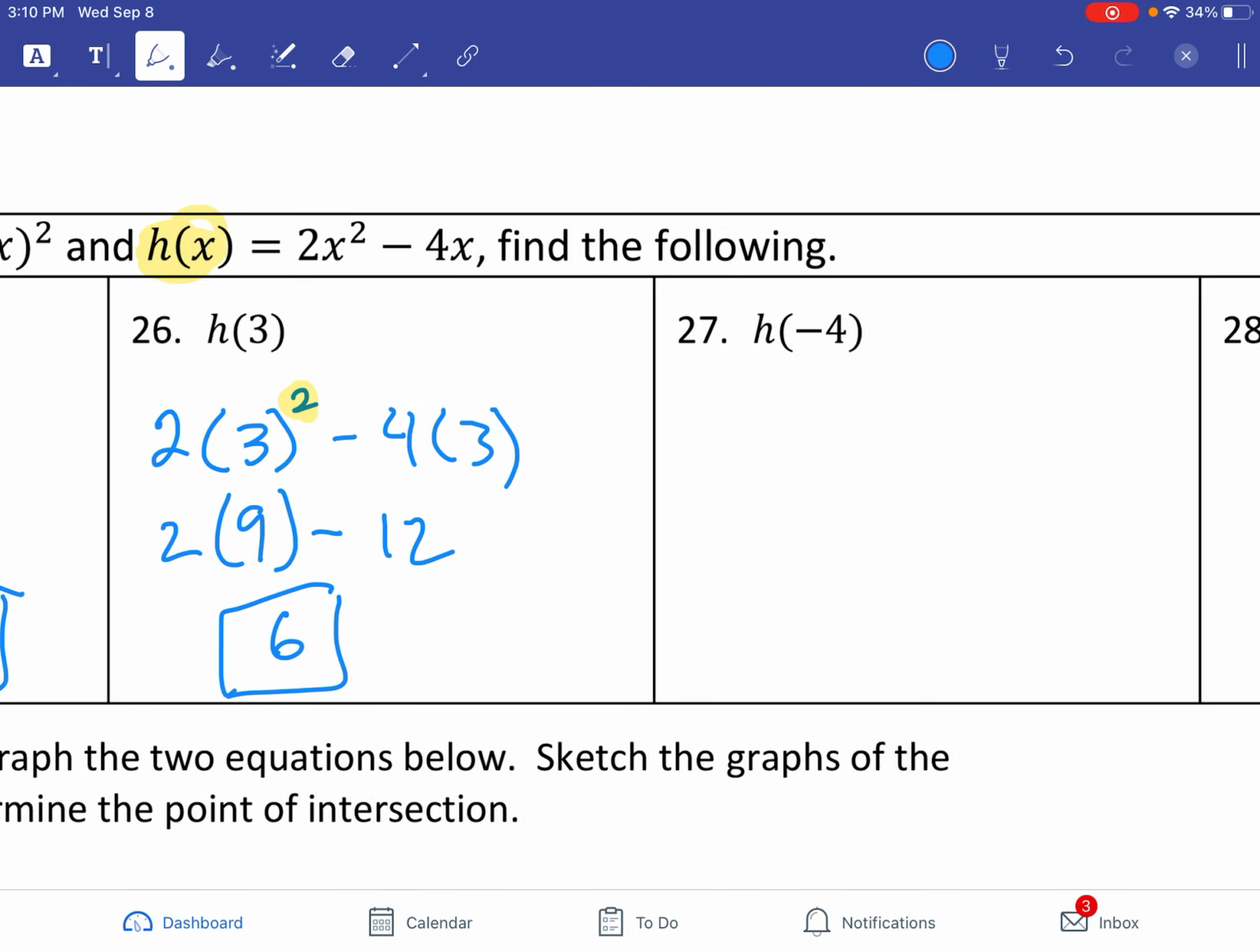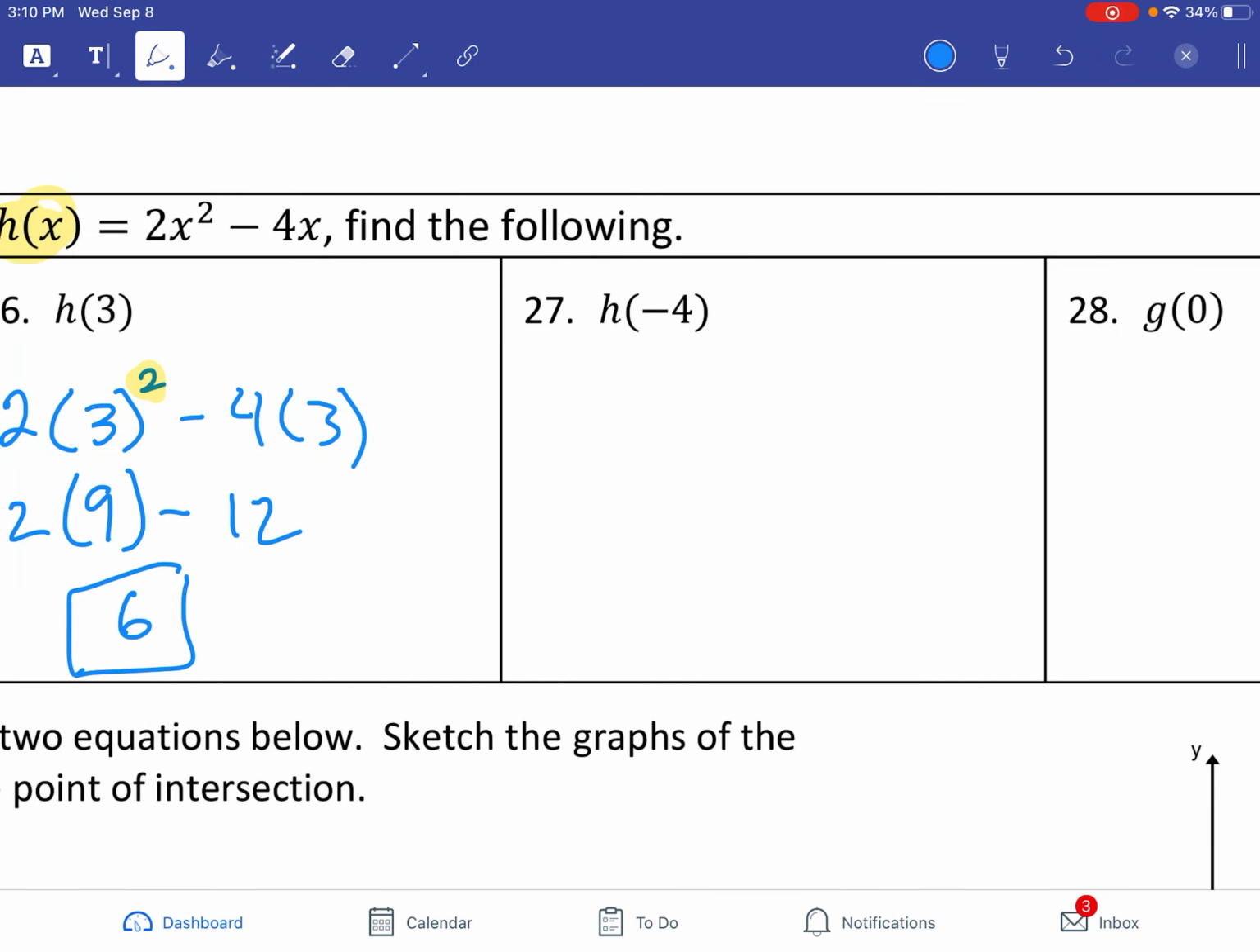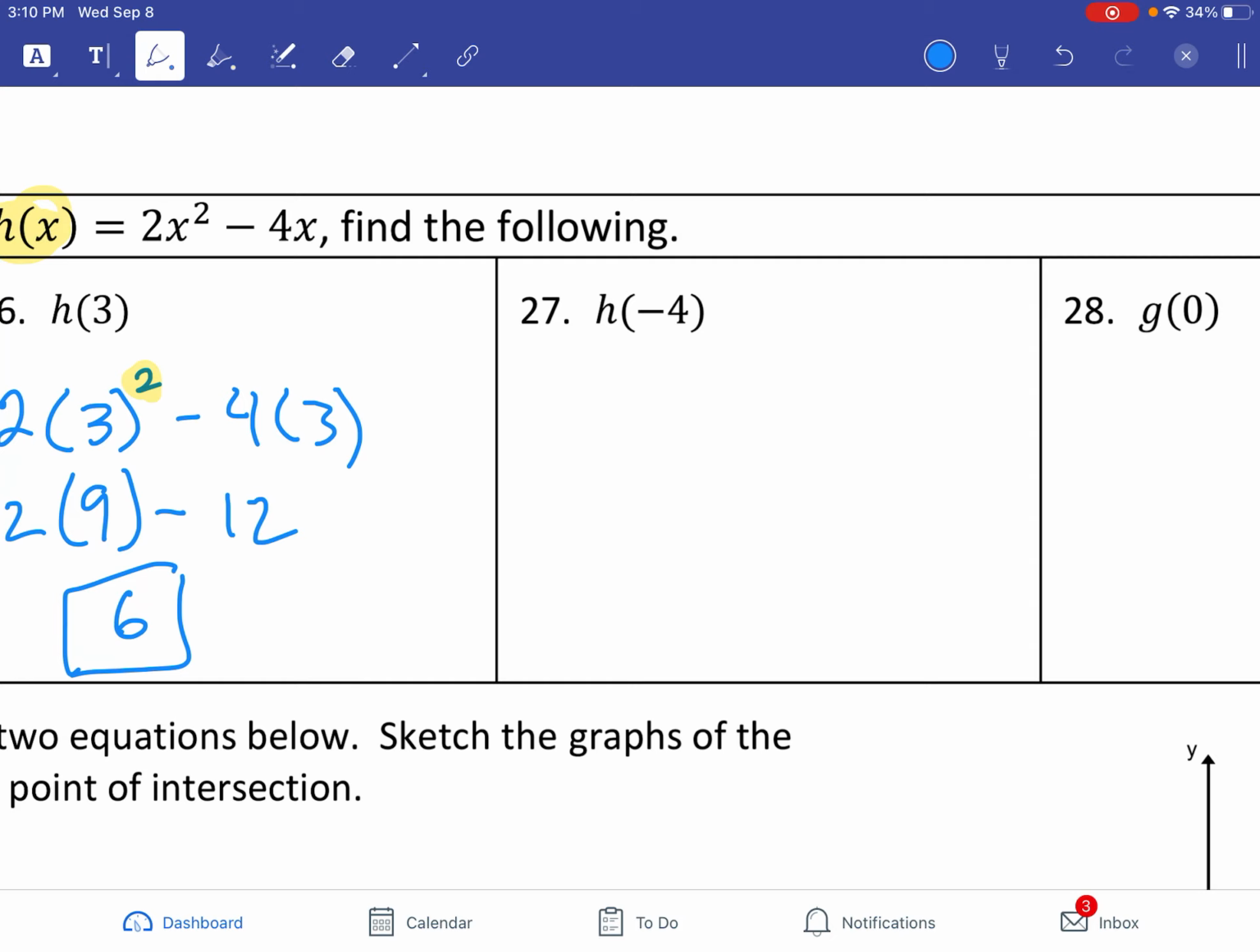Okay, 27. Again, we're using the h function, putting negative 4 in for the x's. So we have 2 times negative 4 squared minus 4 times negative 4. Notice I'm putting the negative 4 in parentheses every time I replace an x. Everything else is the same. I'm just replacing the x term with a negative 4.